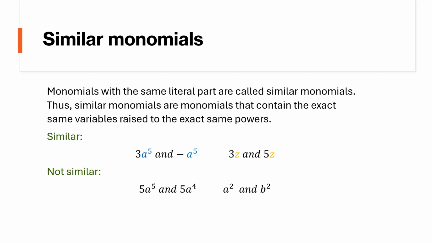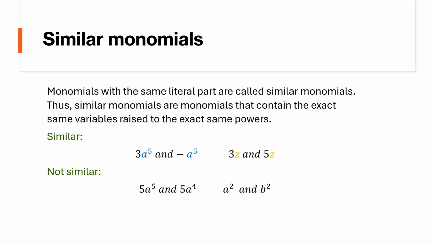Now let's see just a final topic, which is similar monomials, and this topic is pretty important, I would say. Monomials with exactly the same literal part are called similar monomials. The same literal part, of course, when we talk about reduced, normal form monomials. When they contain the exact same variables with the same powers, then we can call them similar monomials.